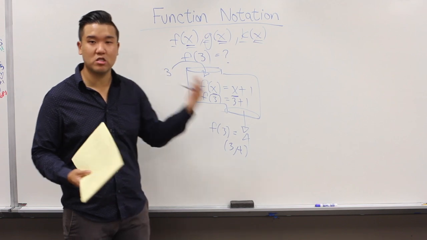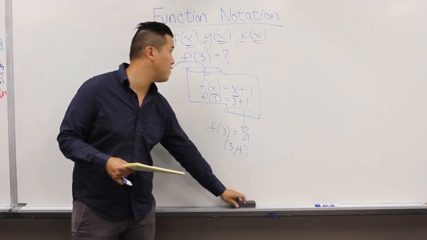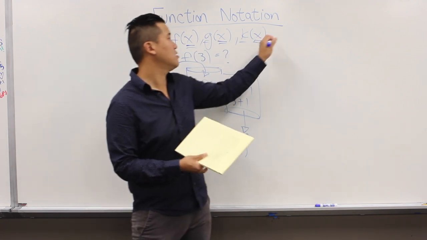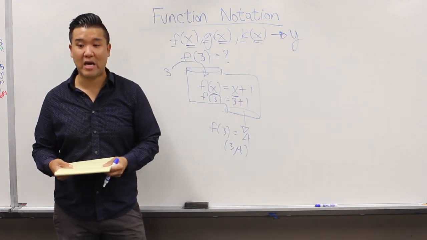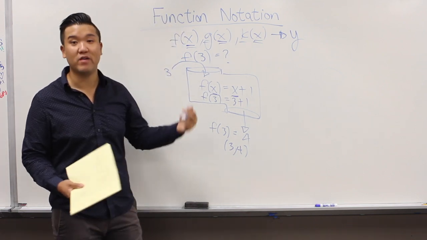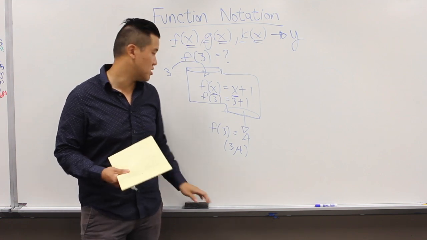What that means is your point is 3, 4. We do this a lot just creating tables, right? But we're going to try to change the notation now. So f of x, g of x, k of x, it all simply means y. Back then you used to see y equals mx plus b. Now you're going to see f of x equals mx plus b, or g of x equals mx plus b, or k of x equals mx plus b.